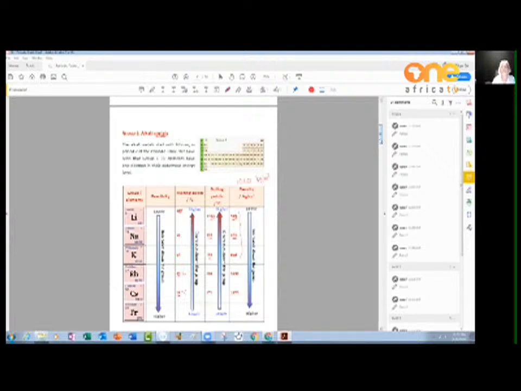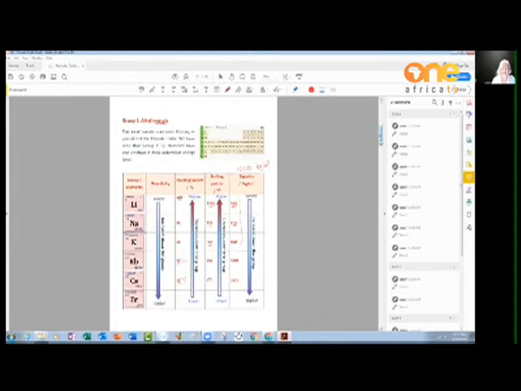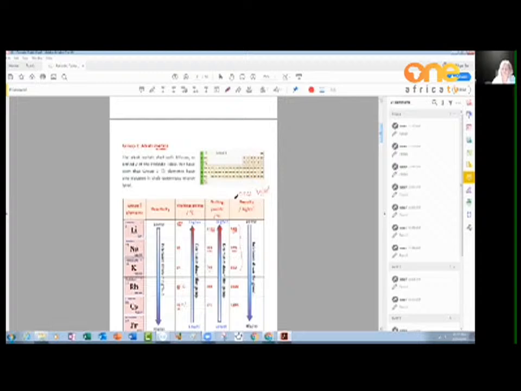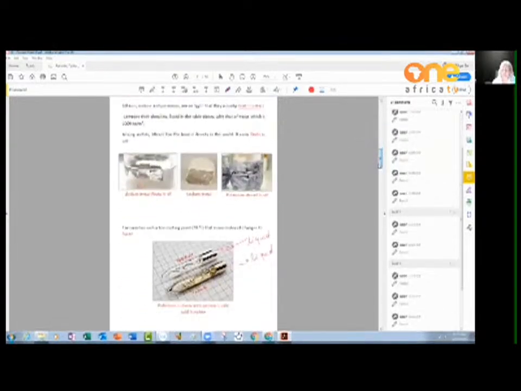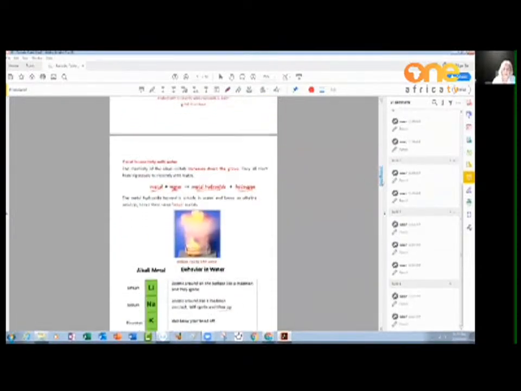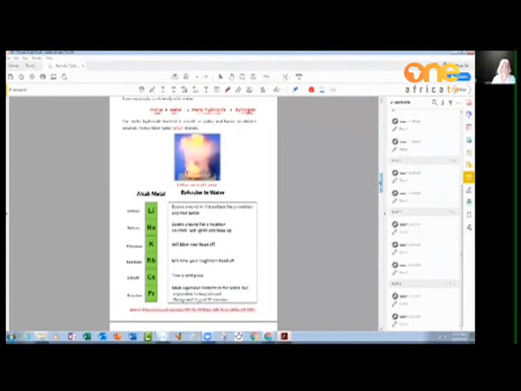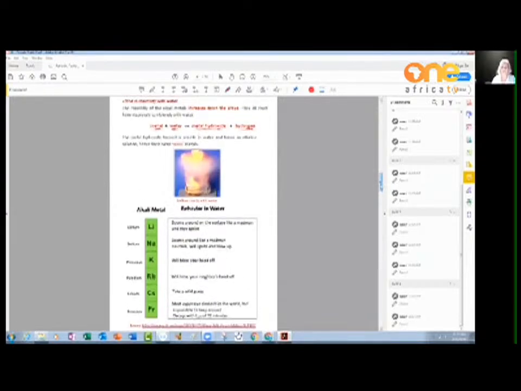They are so reactive that we do not find them by themselves easily, because they react with other elements and they form compounds. But they are metals. And the same applies to the group 2 elements, the alkaline earth metals. They have quite similar properties because they are so easy to react. So here was the reactivity with water that we saw just now.